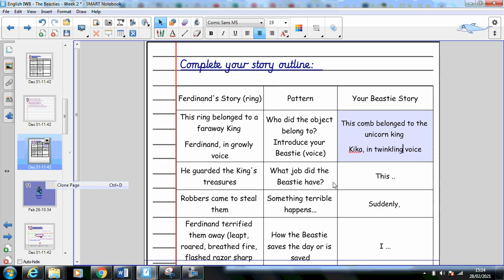And what job did the beastie have? What was Kika's job? I used to keep the rainbows in his hair. It could be anything you like.